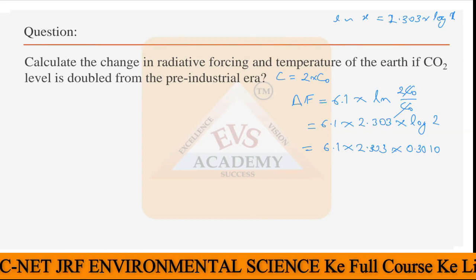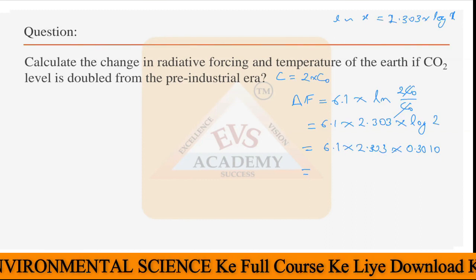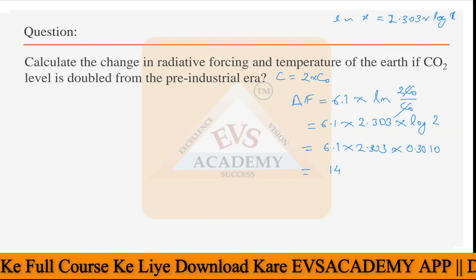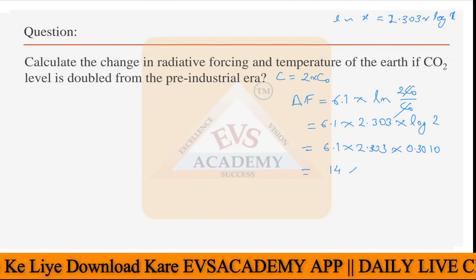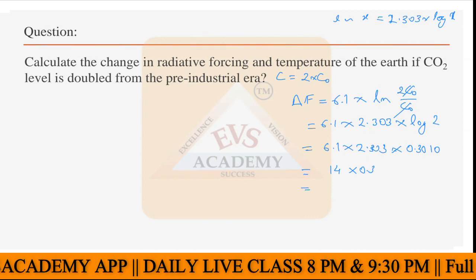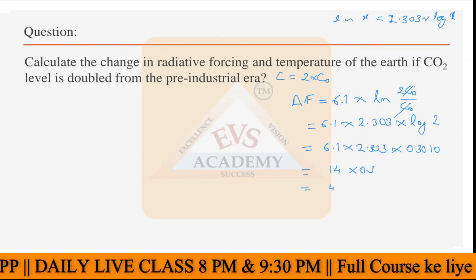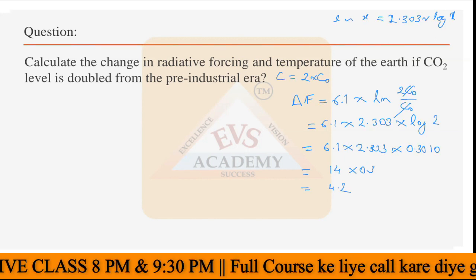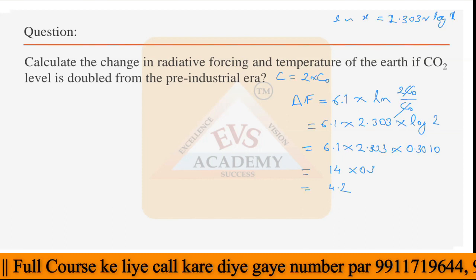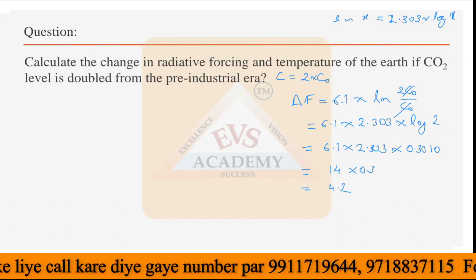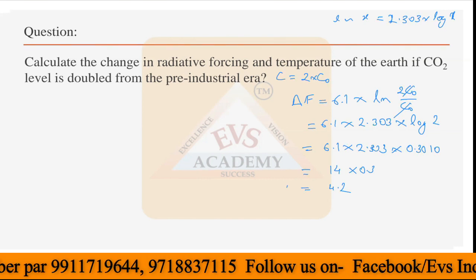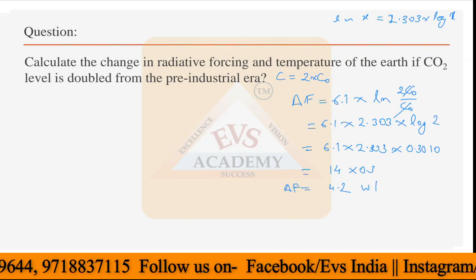So I hope till now everything is clear to you. So this would be around 13, 14. If I take 14 for the approximation value, multiplied by 0.3, this would be now 4.2, or with approximation 4.3. Between 4.2 and 4.3 is the value you will get here. This is the delta F, or radiative forcing, in watt per meter square.